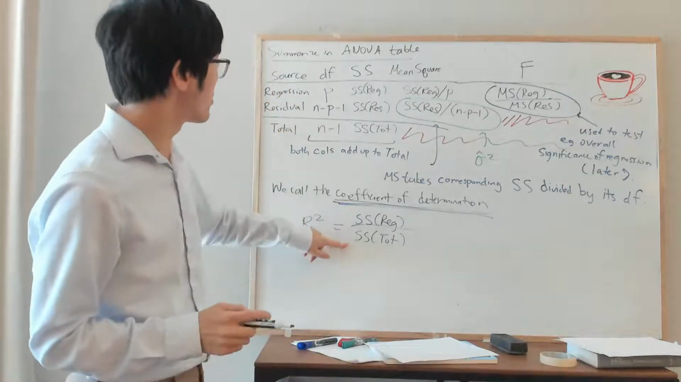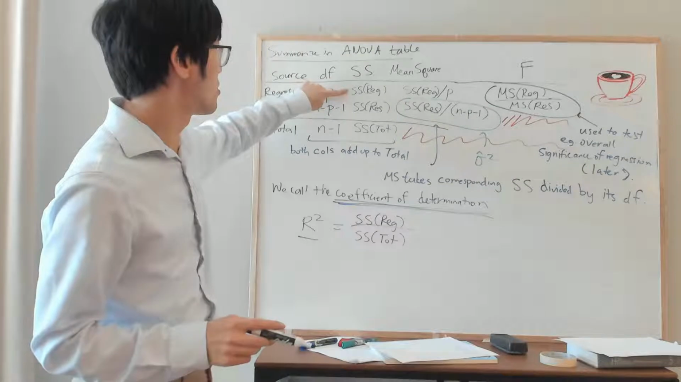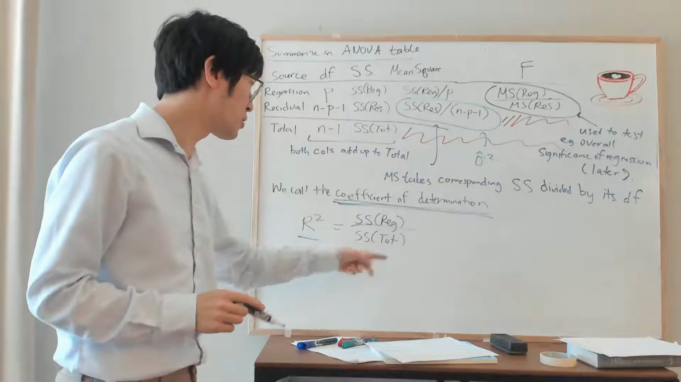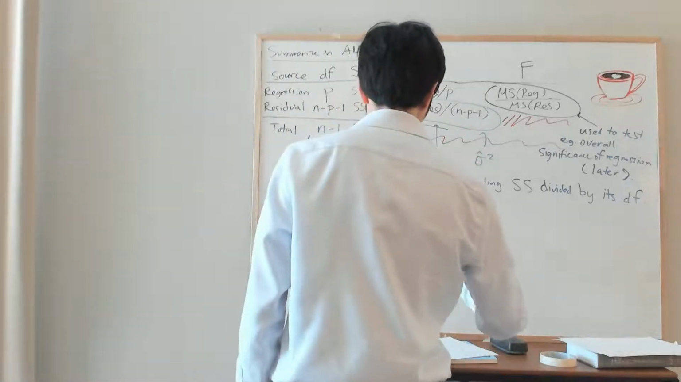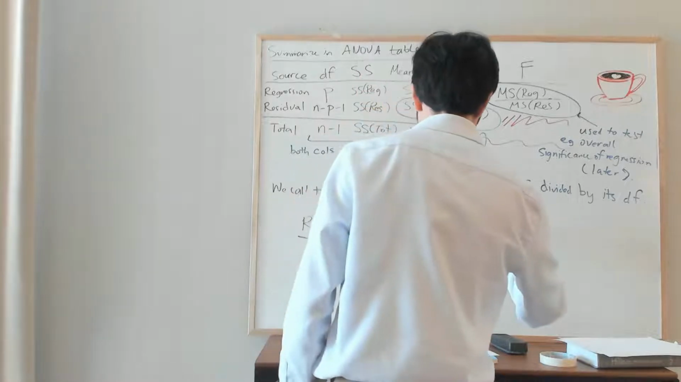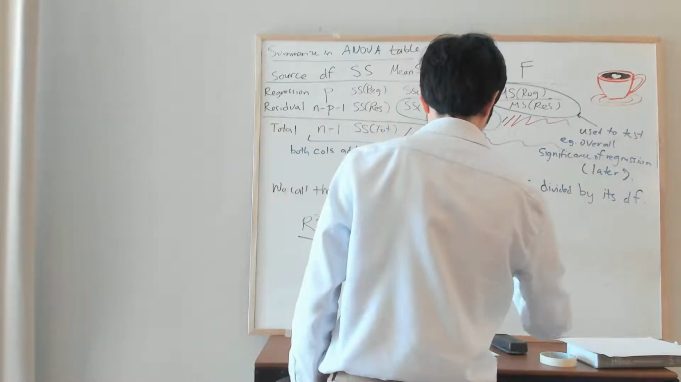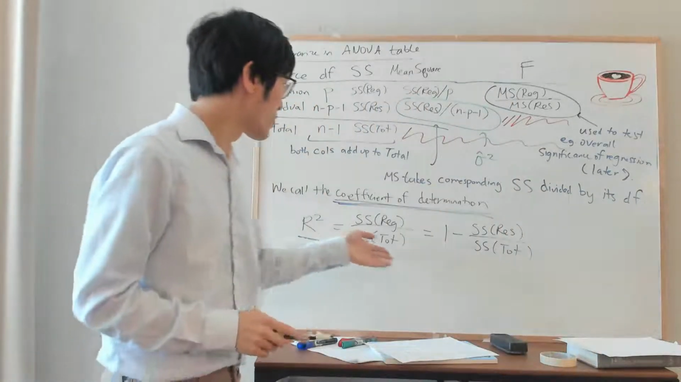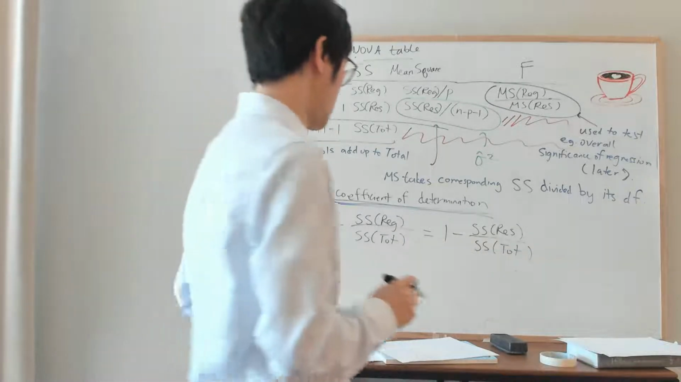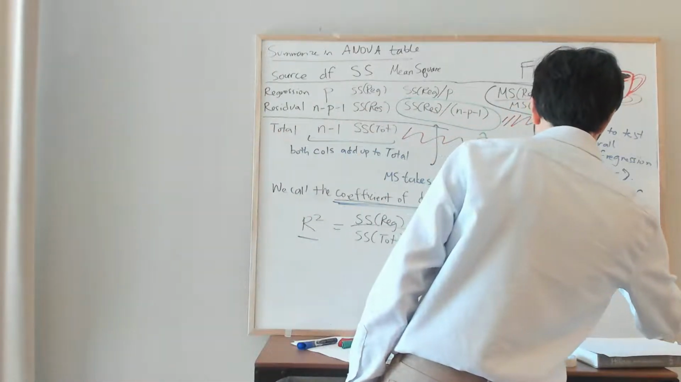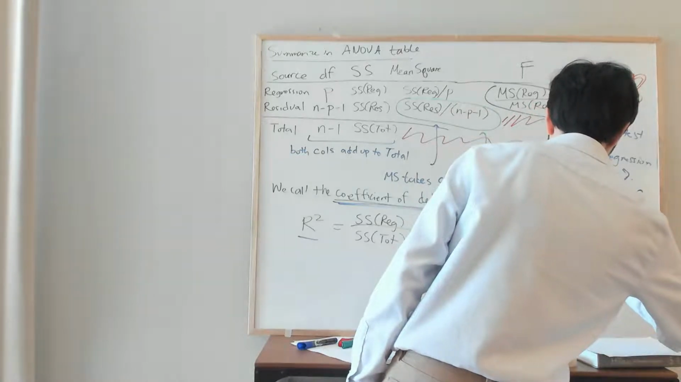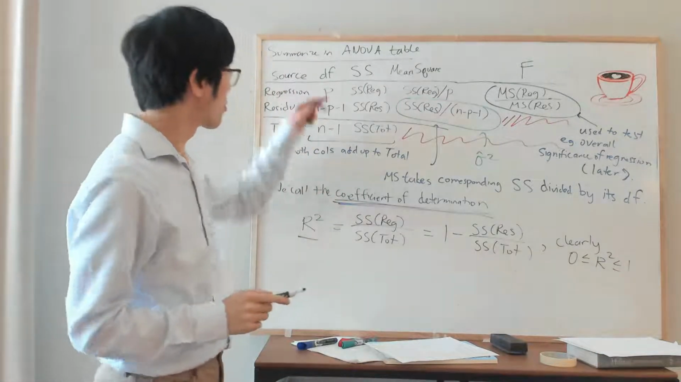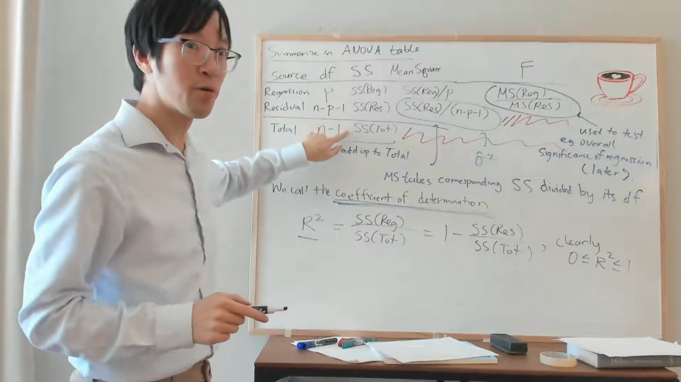Since we know in the decomposition that the sum of squares regression and residual add up to the total, you put total in the denominator. This can equivalently be written as 1 minus the sum of squares residual over sum of squares total, because the two sums of squares add up to the total. And so we see right away that clearly R squared is a number between 0 and 1, because it's measuring a proportion, the proportion of these sums of squares over the total.